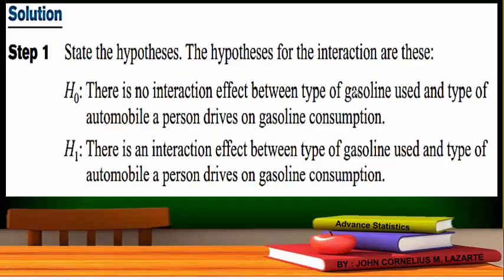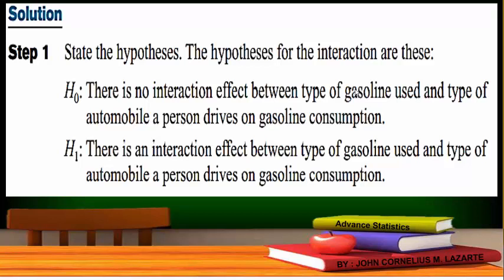We are going to proceed to the solution, starting with step 1, which is always to state the hypothesis. And the hypotheses for the interaction are these. For this kind of analysis, or ANOVA, we have 3 pairs of hypotheses, null and alternative. For the first pair, the null hypothesis is that there is no interaction effect between the type of gasoline used and the type of automobile a person drives on the gasoline consumption.